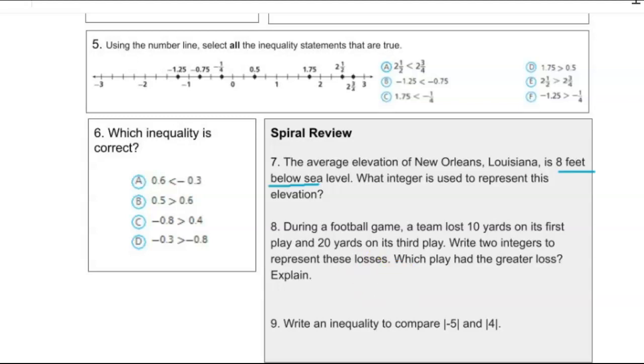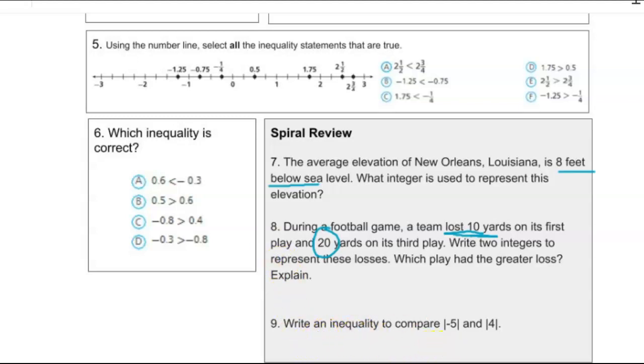Number 8, during a football game, a team lost 10 yards on its first play. I feel like that's important, lost 10. And 20 yards on its third play. Write 2 integers to represent these losses. Which play had the greater loss? So there's a 20-yard loss and a 10-yard loss. So you're going to write both of those numbers if they're negative or positive, and then you have to say which one is a greater loss.